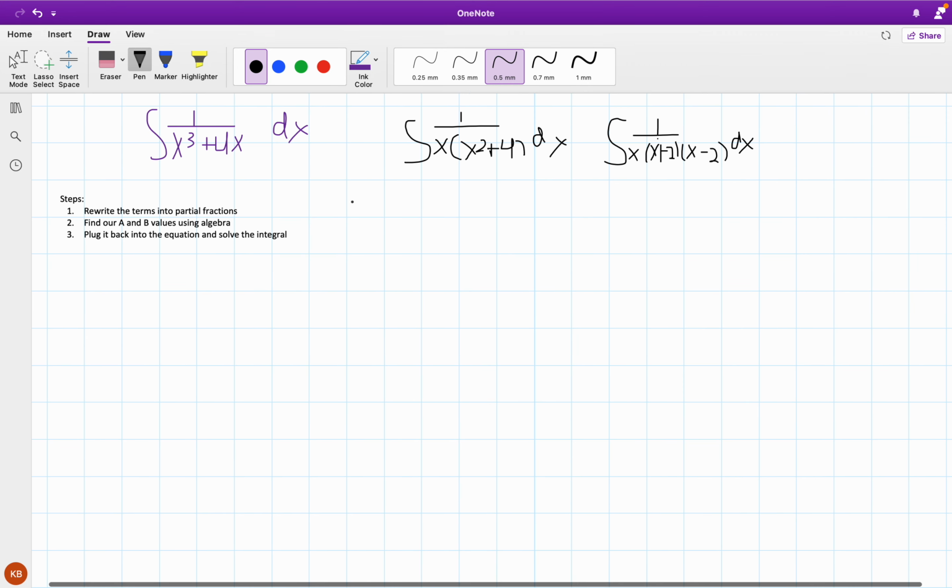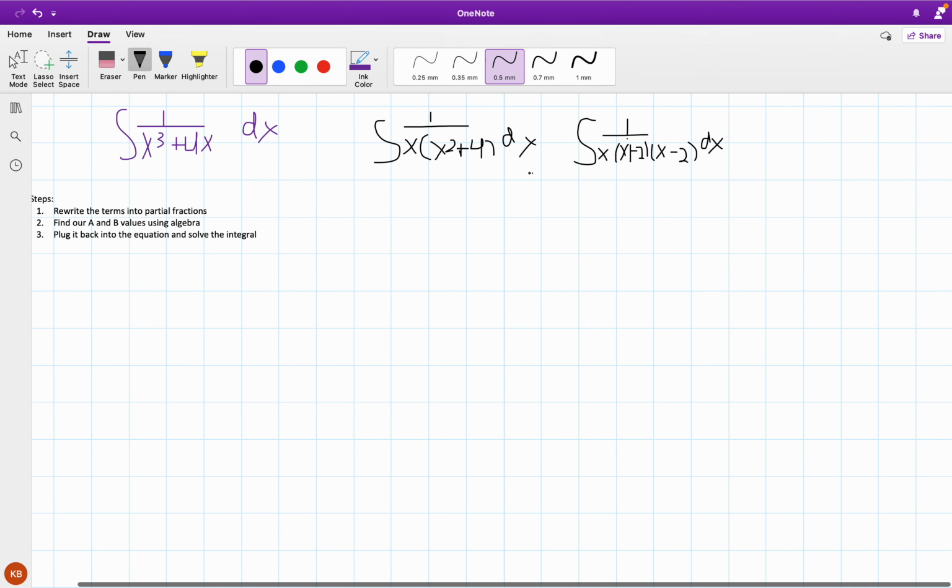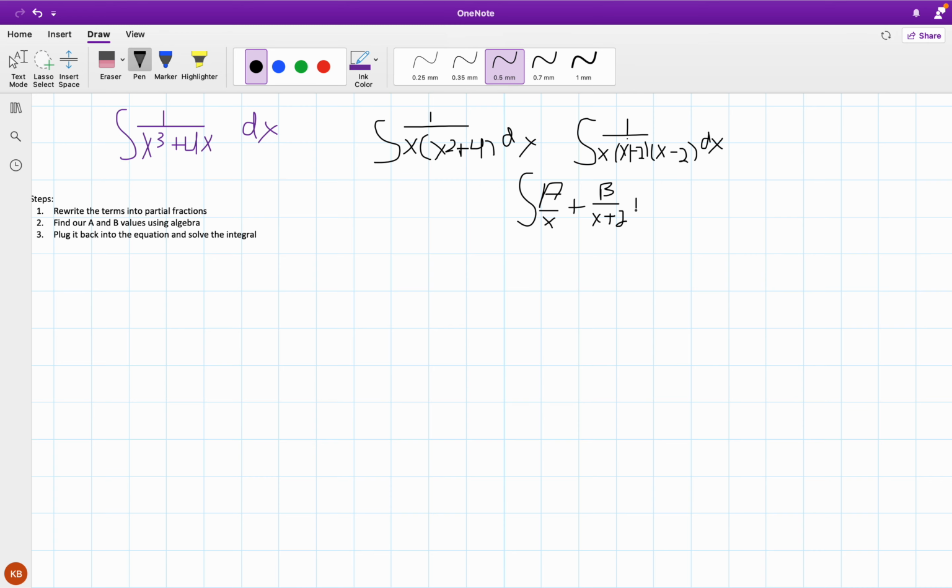Alright, now that we've done this, we can see what our A, B and C values are. So it will equal the integral of A over x plus B over x plus 2 plus C over x minus 2.